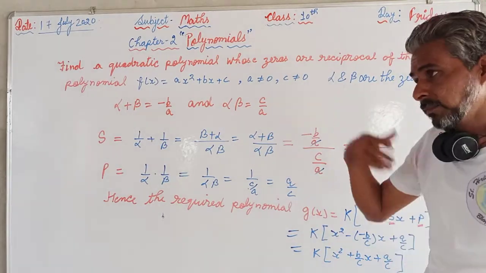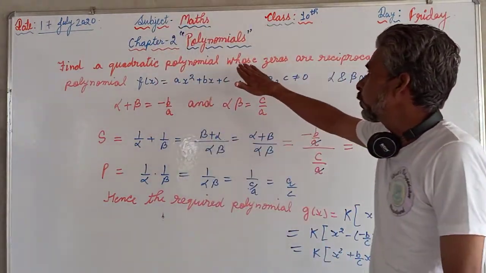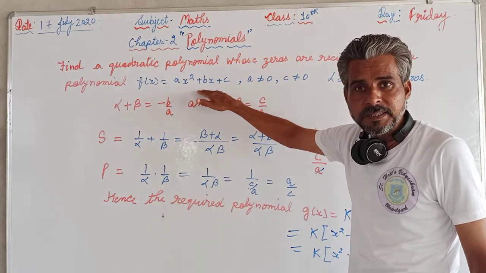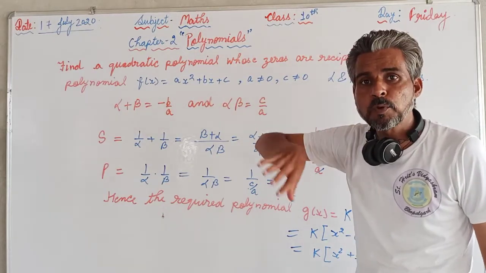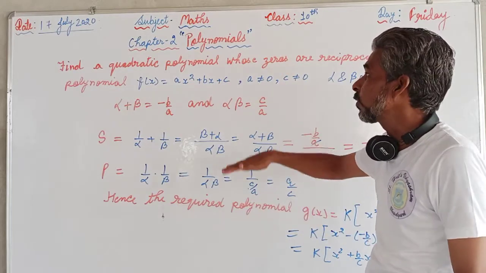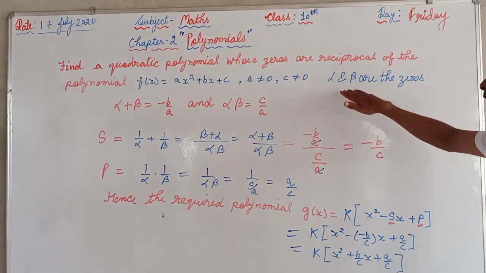Again I am telling you that the question is like that. One polynomial is given whose roots are alpha and beta. We are supposed to construct one more polynomial whose roots or zeros are the reciprocal of the zeros of this polynomial. Its zeros are alpha and beta.